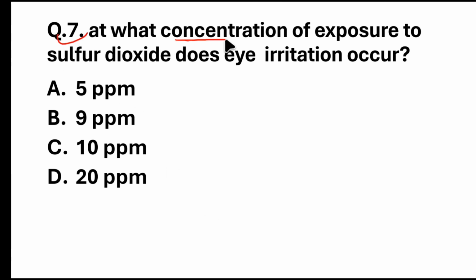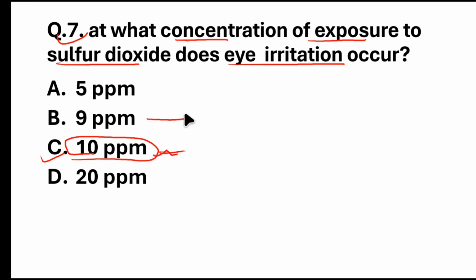Question number 7. At what concentration of exposure to sulfur dioxide does eye irritation occur? Answer 10 ppm. Symptoms of exposure to sulfur dioxide manifest differently depending upon the concentration of exposure. Eye irritation occurs at 10 ppm concentration of sulfur dioxide. At 9 ppm, throat irritation, and at 20 ppm coughing occurs.